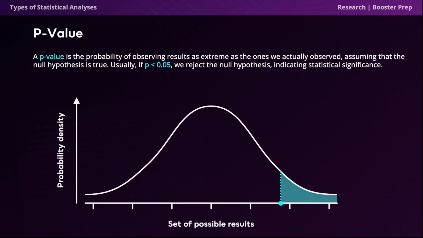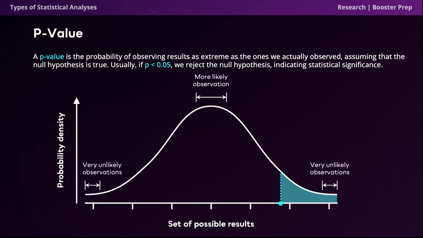Now let's go ahead and graph out our results and all of the data. On the x-axis is the set of possible results, and the y-axis is the probability density. As you should know by this point, the data in the middle are more likely of an observation than the ones at the very top and very bottom, which are very unlikely observations. Let's say we're interested in this observed data point.